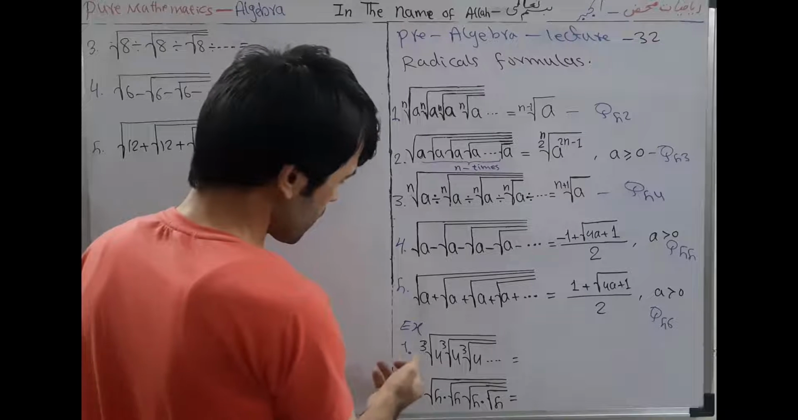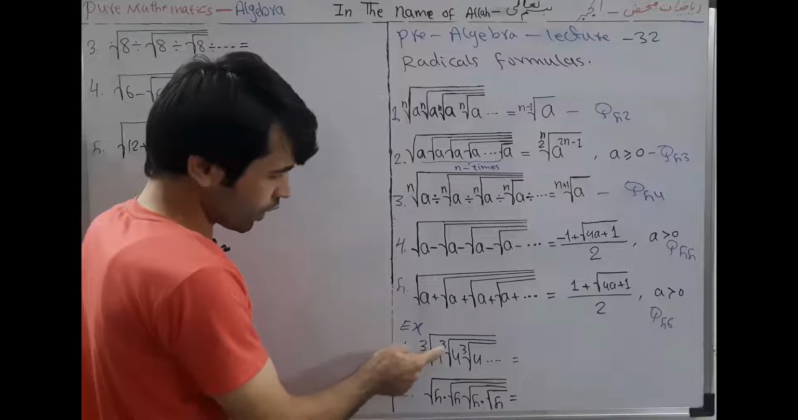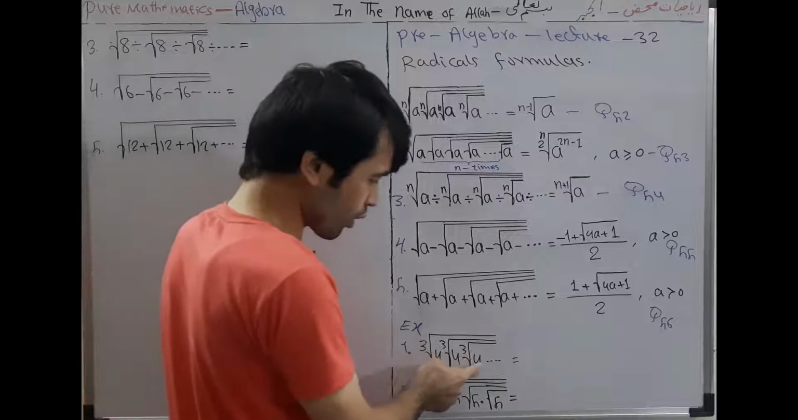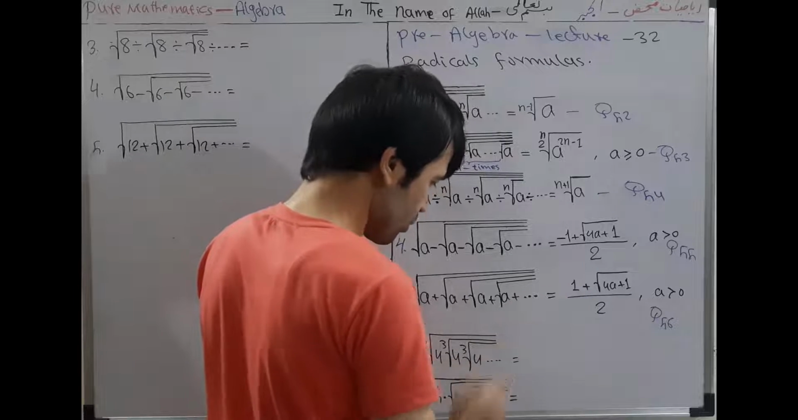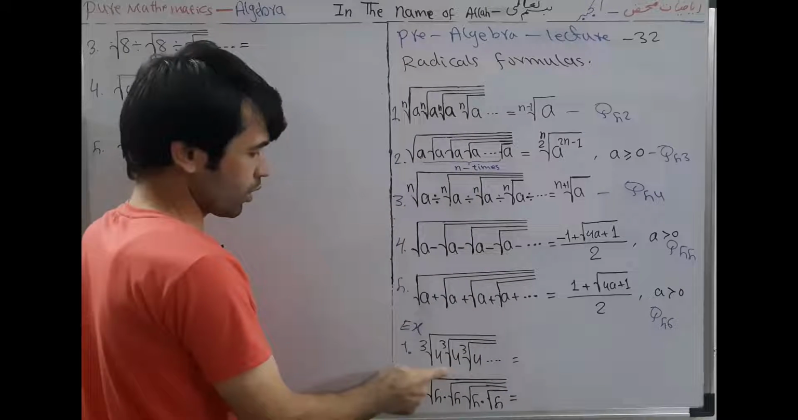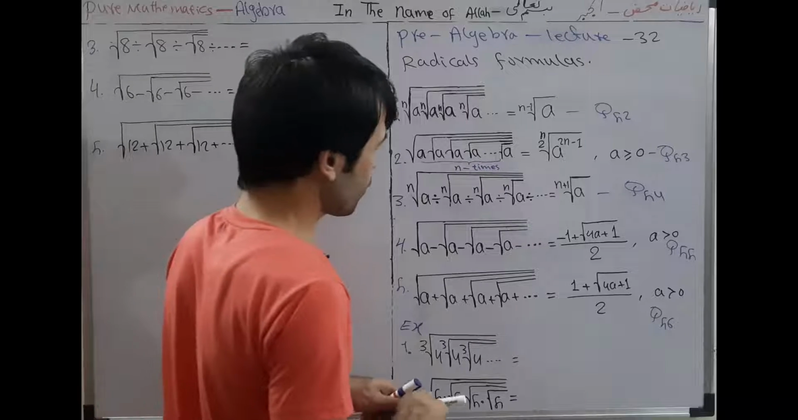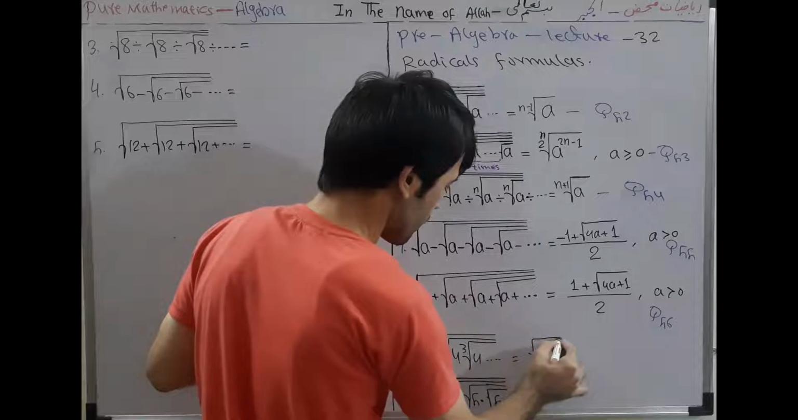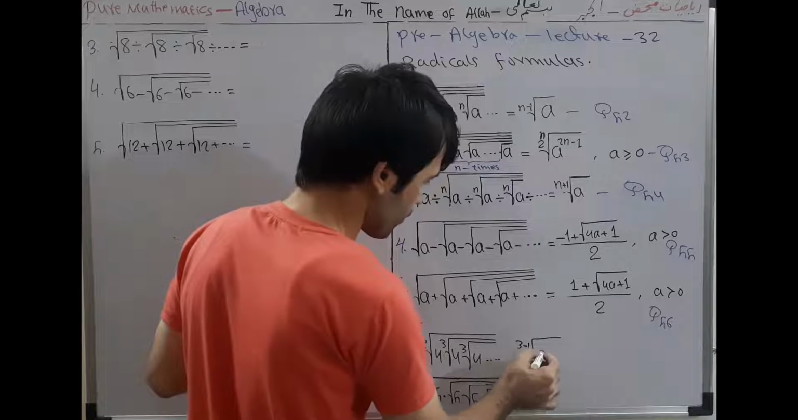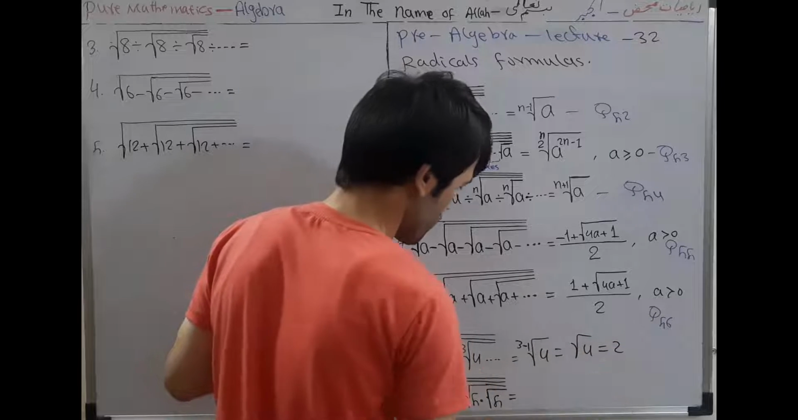Example 1: third root of 4 times third root of 4 times third root of 4 up to infinity. It matches rule 1, formula 1. Then we can write n is 3, so 3 minus 1 root of 4. It is equal to square root of 4, which is equal to 2.